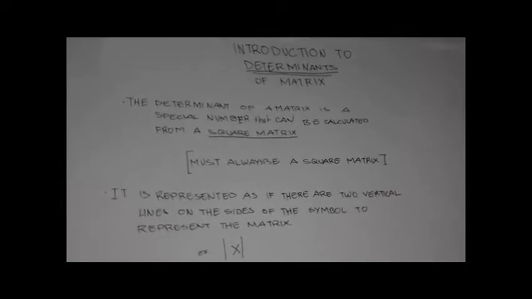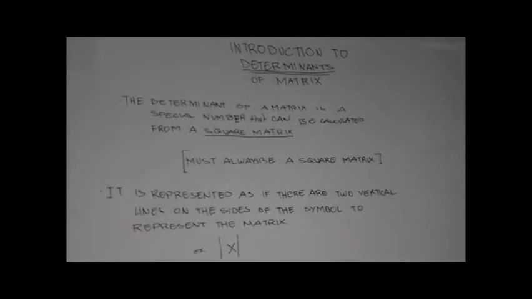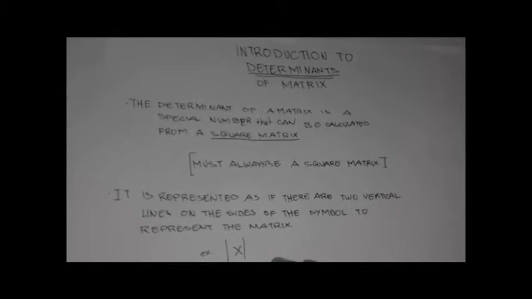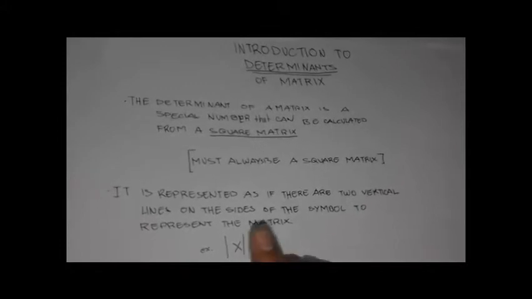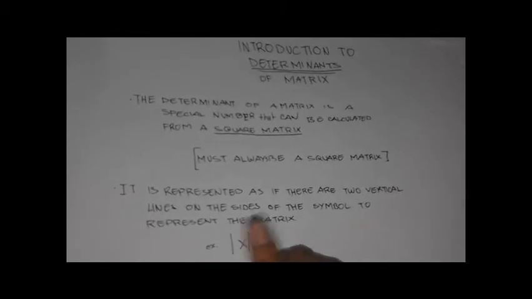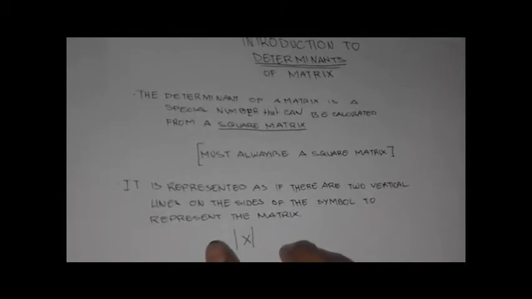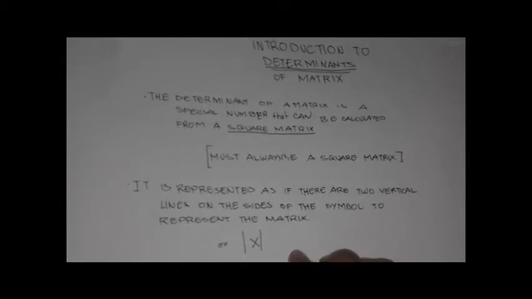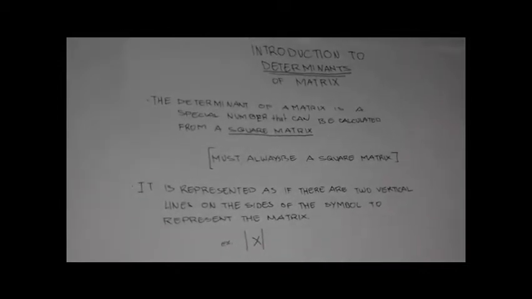So, what is a determinant? The determinant of a matrix is a special number that can be calculated from a square matrix. So, it must always be a square matrix, from 2 by 2, 3 by 3, 4 by 4, and so on. It is represented with two vertical lines on the sides of the symbol to represent the matrix, just like this one right here.